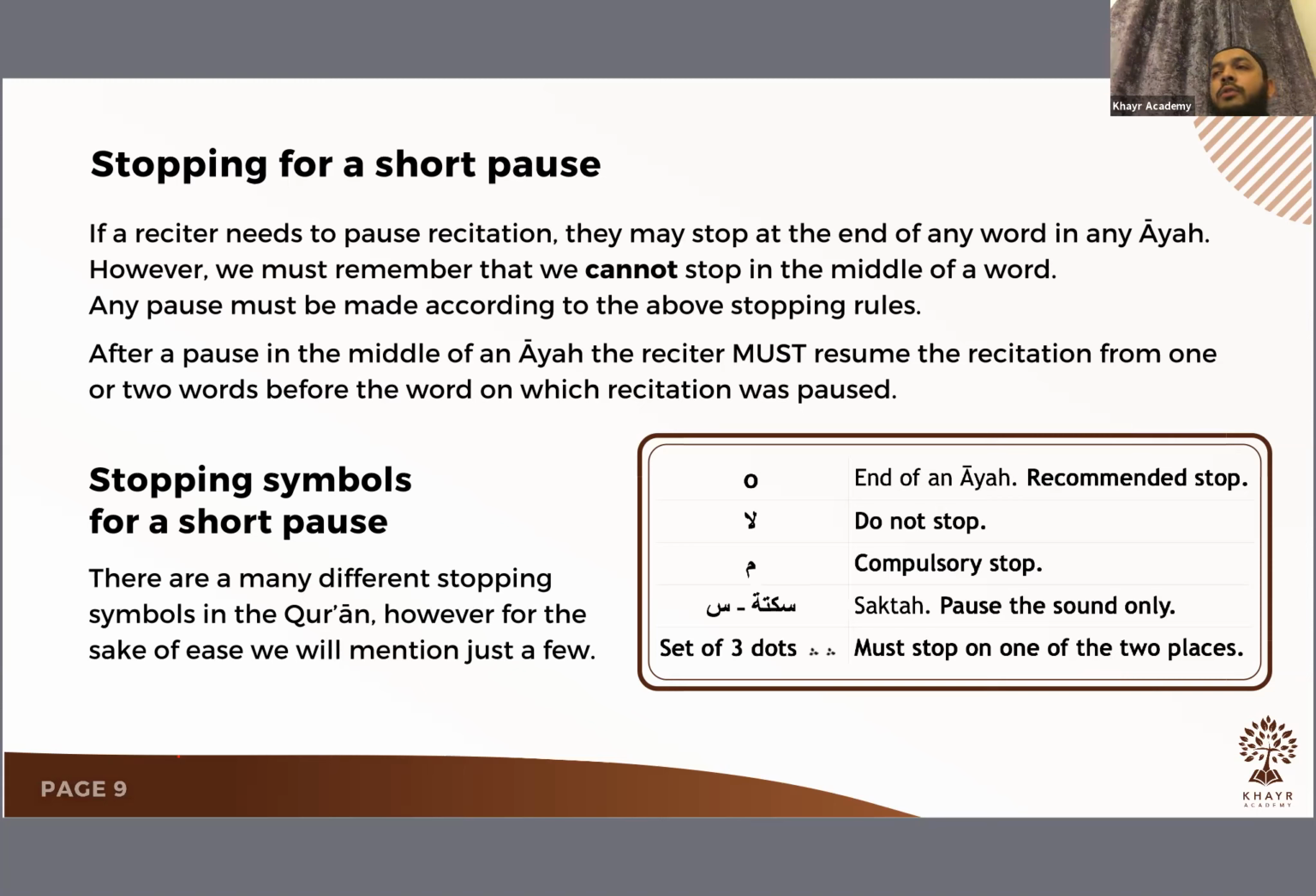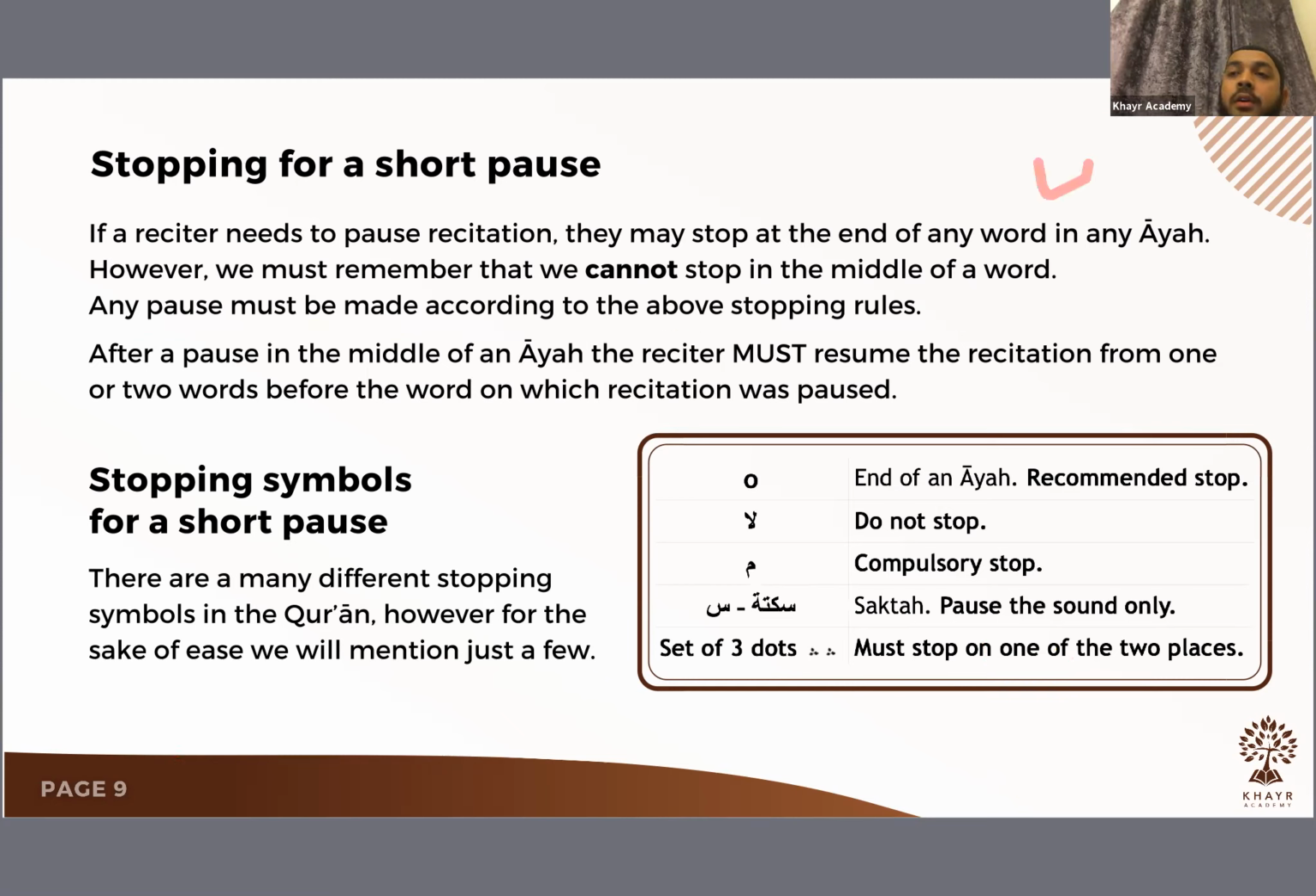If you stop on 2 fatha, if the ba has 2 fatha and you stop, what do you do, Brother Imran? There is a ba and it's got 2 fatha and we had to stop. It said any pause must be made according to the above stopping rules. So the ba has 2 fatha. How do we stop? Do you remove one of the fatha?